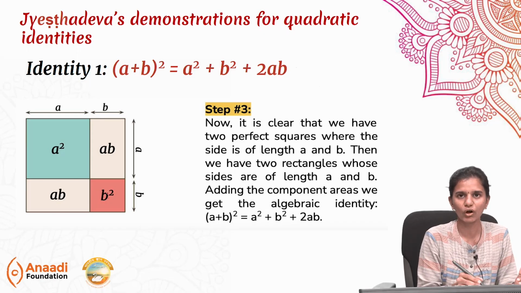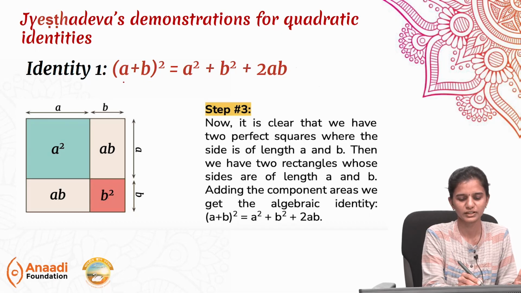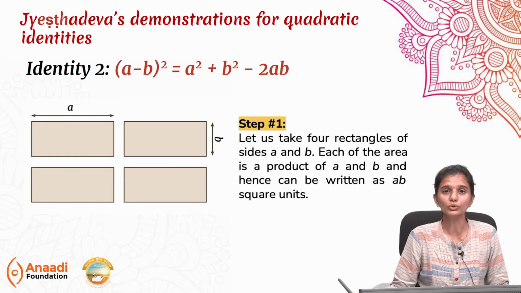When we add all the areas inside the square, we get the area of the whole square, right? So the area would be A square plus B square plus 2AB. Hence, the formula for A plus B the whole square is given by a geometric demonstration. Let us now look at another demonstration by Jeshtadeva.